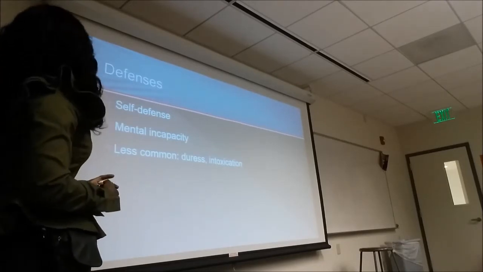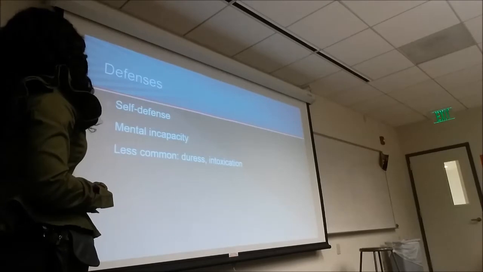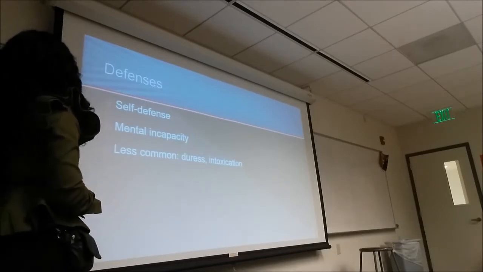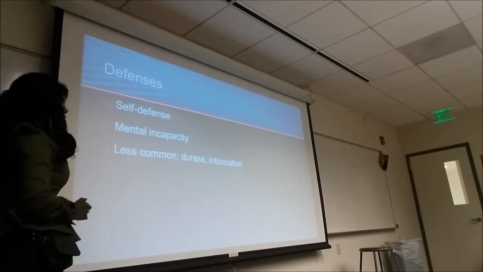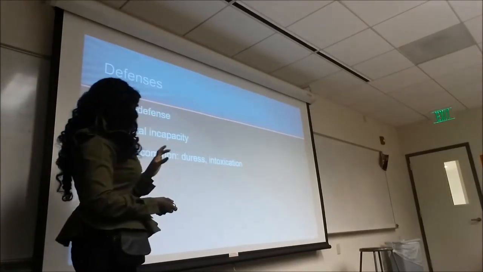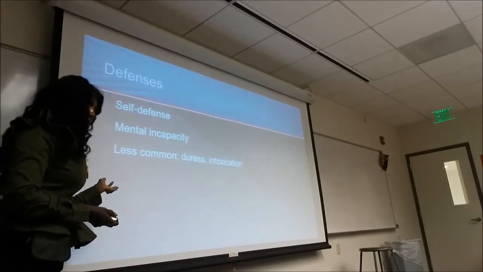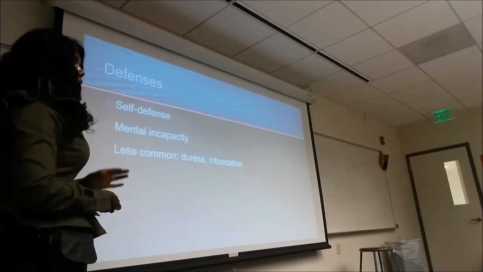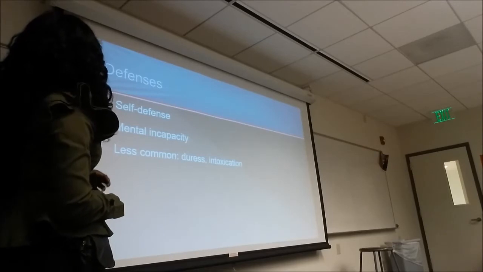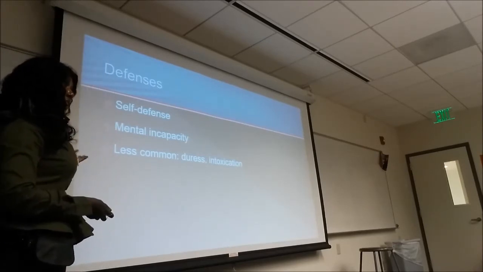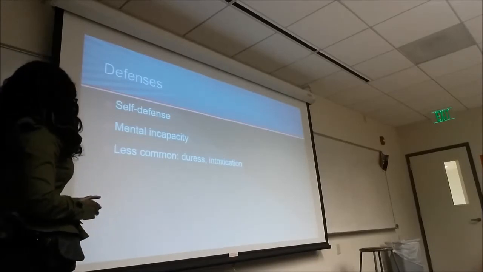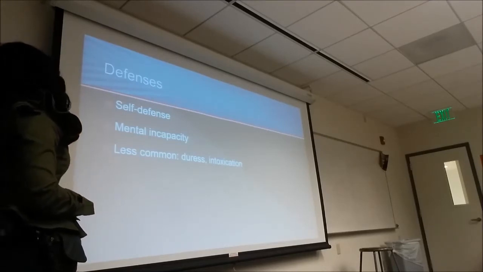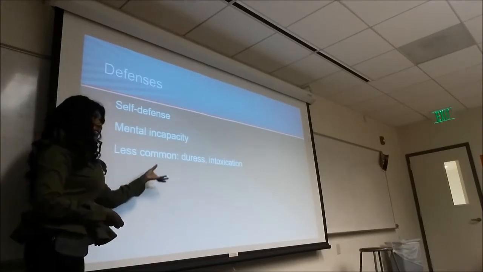And so here are some self-defenses that a person could assert if the prosecutor is bringing a case against someone for assault and battery, and that person could say, oh, excuse me, I was acting in self-defense. That could overcome those elements that are required for the actual battery or assault and battery. Or a person could say, yeah, I was crazy, I'm just mentally incapacitated. And then I guess sometimes some people can say, I did it under duress or intoxication.